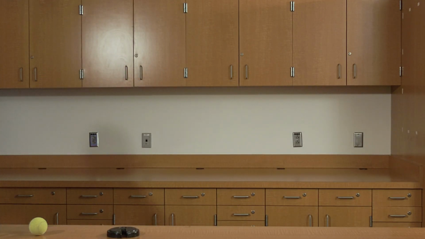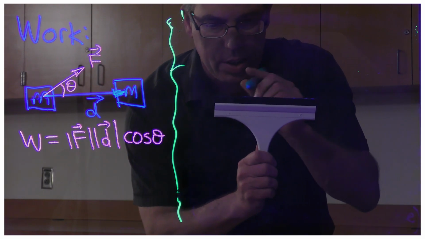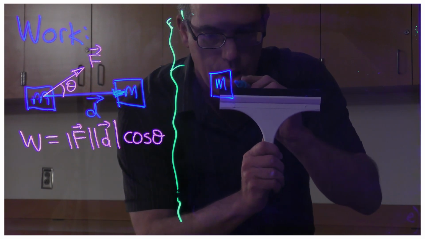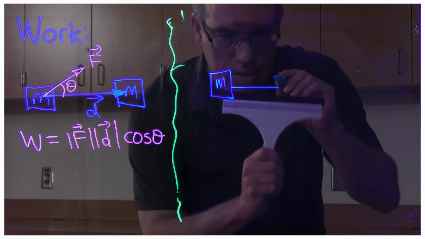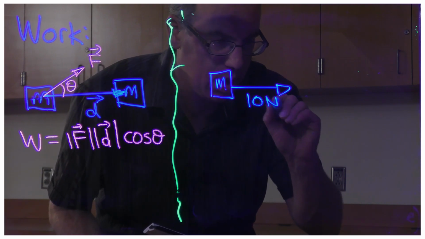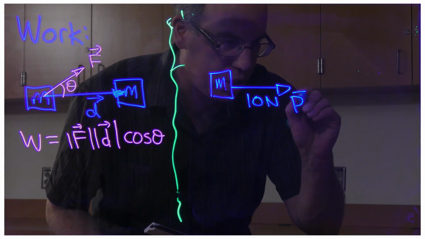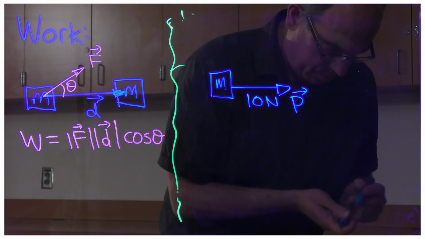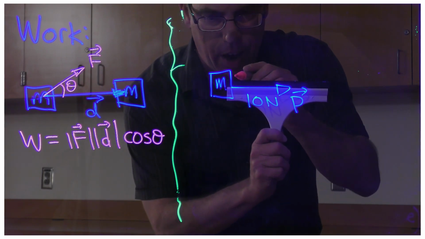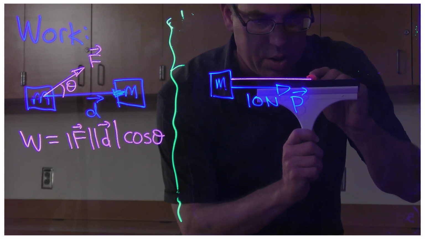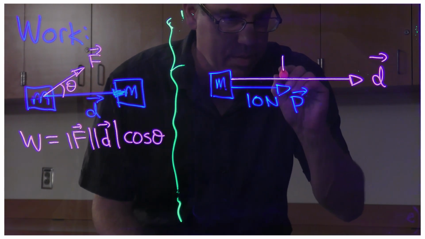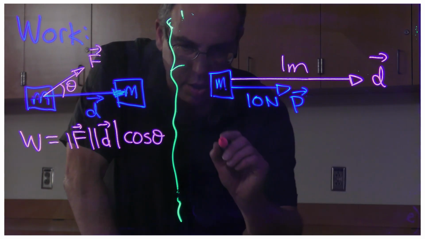So we're going to apply our formula for work. And so in this case, I have my object. I am applying a 10 Newton force. I'm going to write P because I'm pushing the object. And I am applying that force through a 1 meter displacement. Okay, so how much work did I do?